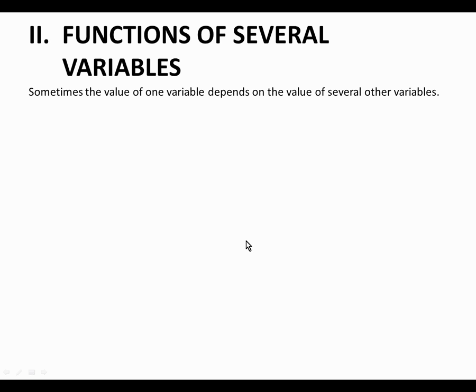Functions of several variables. Sometimes the value of one variable depends on the value of several other variables. The classic example is the weather. There are so many variables that affect the weather, that's why they always get it wrong.